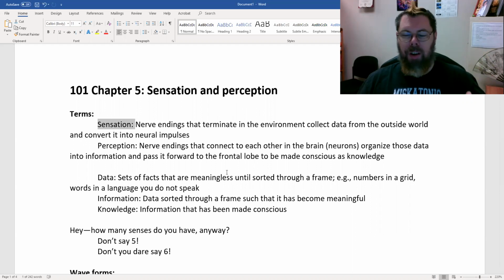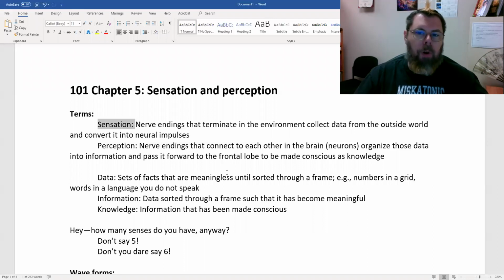Psychology, science in general, psychology in particular, has a bad habit of picking up words that are already in common use and then putting our little scientific spin on them, and then expecting everyone to understand.